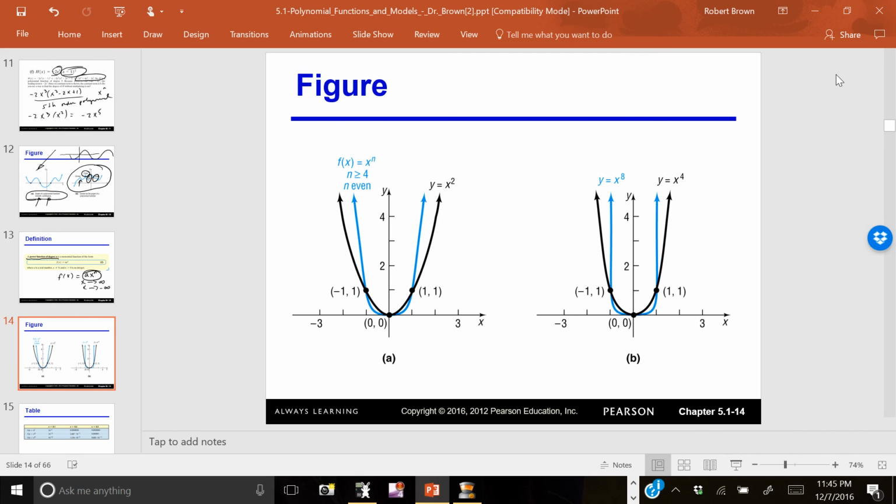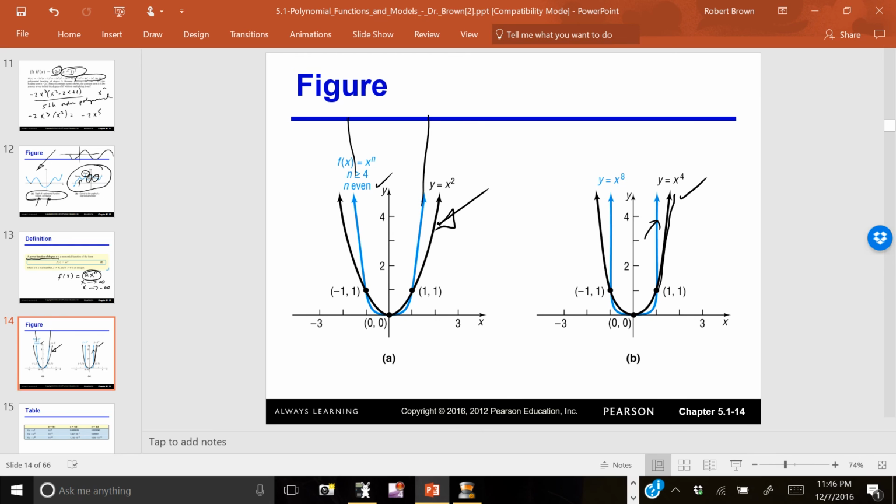Here are some examples of power functions. First one here is y equals x squared, and it's just a simple parabola. If n is even and larger than 2, then you will find out that the function will get steeper and steeper. In fact, look at x to the 4th, it's getting pretty steep. And x to the 8th, which is the blue function, it's getting very steep.